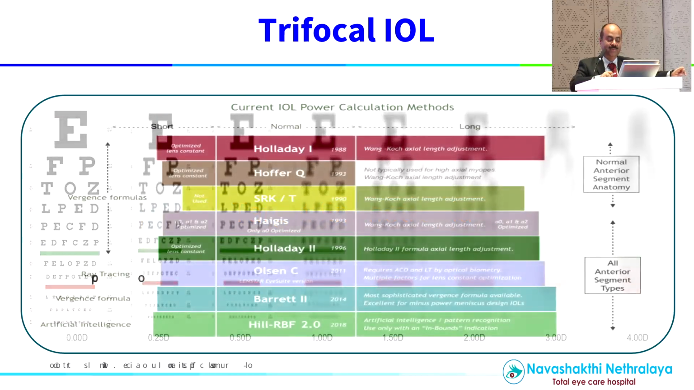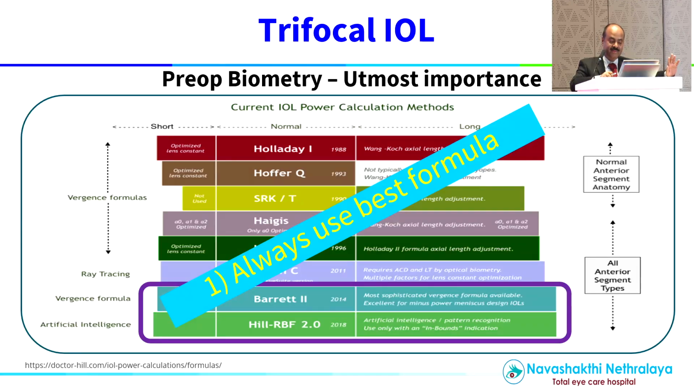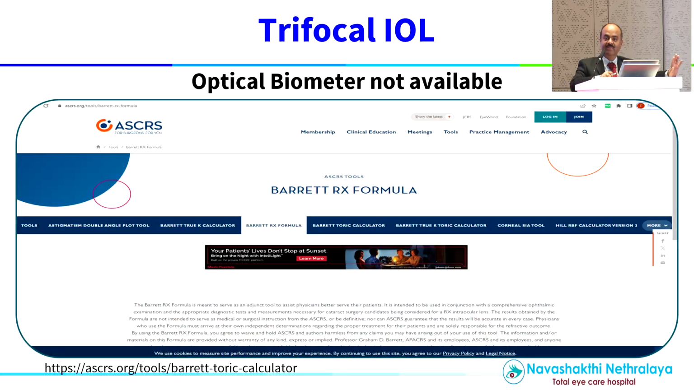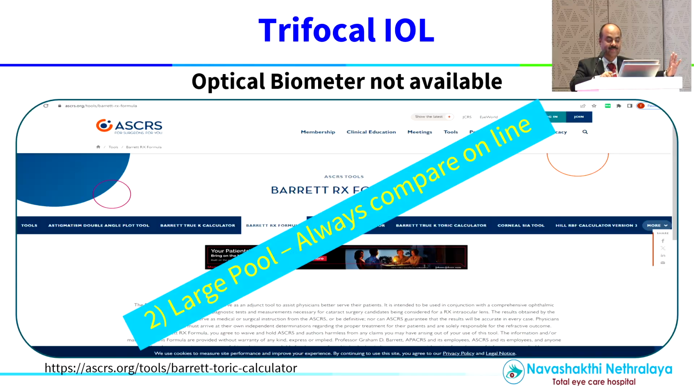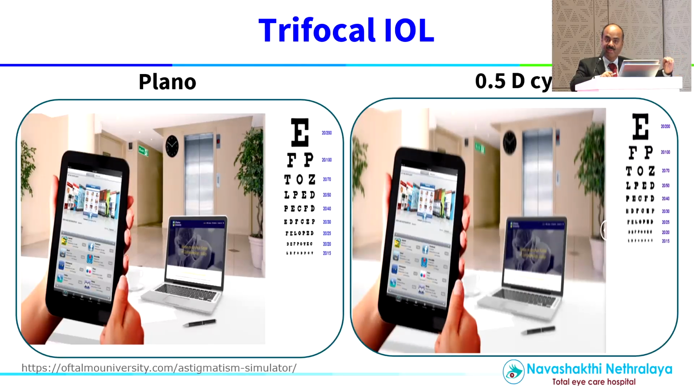And how do we target emmetropia? A very good slide was put up by Dr. Mohammad Shahbaz initially. Use proper formulas. The best formulas are the recent generation formulas, Barrett and Hill RBF. Now the question comes, I don't have an optical biometer, how do I use it? Very simple. It's available online, free of cost. So utilize that. The only thing is, use the ultrasonic A constant or whatever factor that is for this. It's a large pool. It gets optimized every now and then.